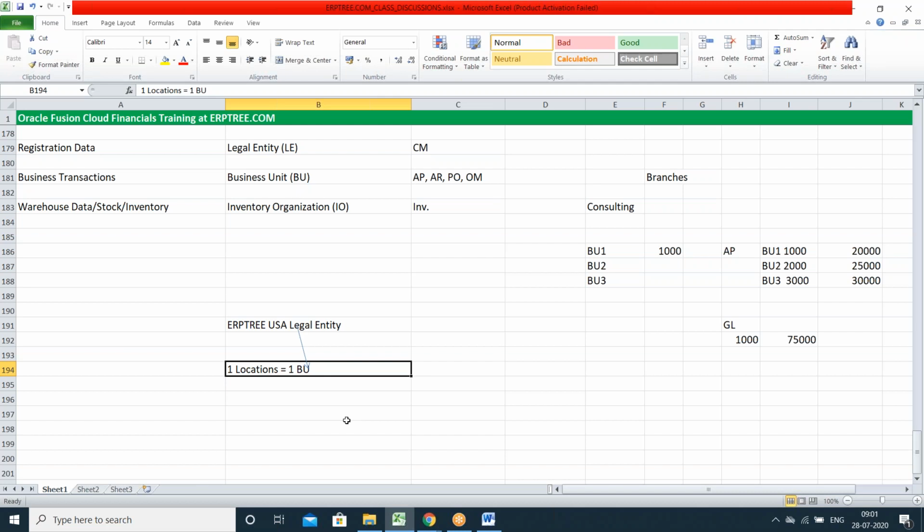Now the number of BUs is equal to the number of legal entities, since you are running the operations in one location. Okay, so it's like your ERP3 LLC, and if this location is in New York, then it's the New York office. That's how. So basically you give the address of your New York location, exactly. Your ERP3 USA LLC. Yes. Thank you. Yeah, thanks. So any other questions, please?